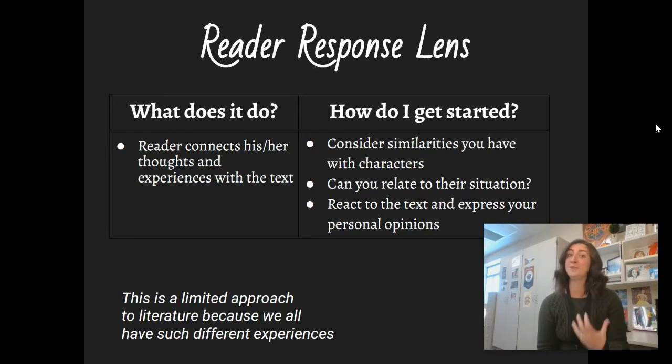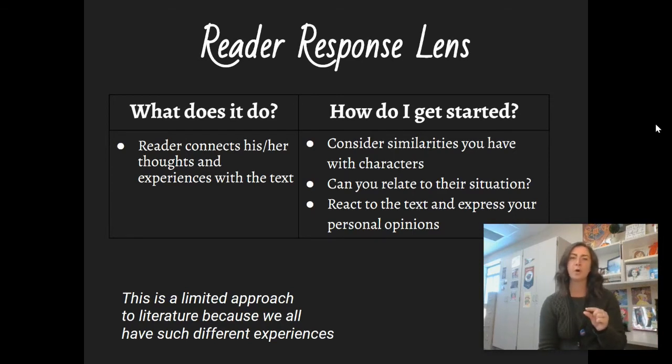Because it's so simple and we do it naturally, I won't allow you to use this when we write our formal analyses, but it's good for you to know the terminology. So to get started, we consider similarities that we might have with the characters or if we can relate to the character's situation in any way. I put a note at the bottom here.